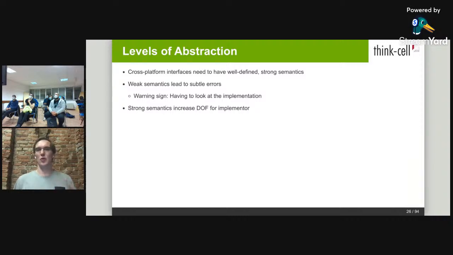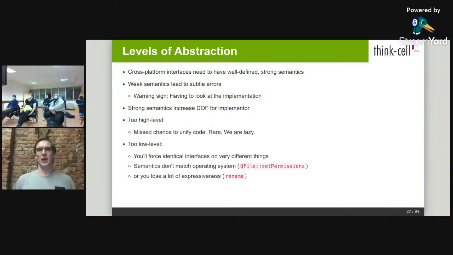So cross-platform interfaces always need to have such well-defined strong semantics. Otherwise, the implementers can't be quite sure what it is you expect, how the function should behave. So it is a big warning sign if you suddenly start looking into the implementation of something on one of the operating systems, because it's not clear what this thing should be doing on one of the operating systems. What exactly does it set, which flags, etc. If you start doing that, then you've made a mistake somewhere else. On the other hand, if you choose strong functions that clearly define what they're supposed to do, then you increase the degrees of freedom for your implementer, typically that may be yourself. And as you've seen, you can choose completely different implementations that still do the same thing effectively.